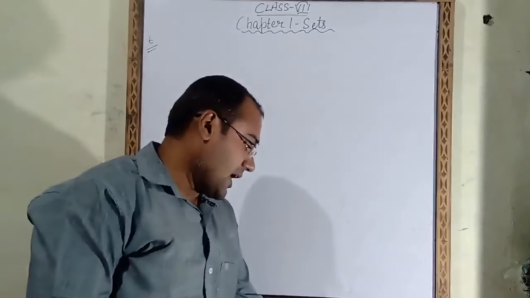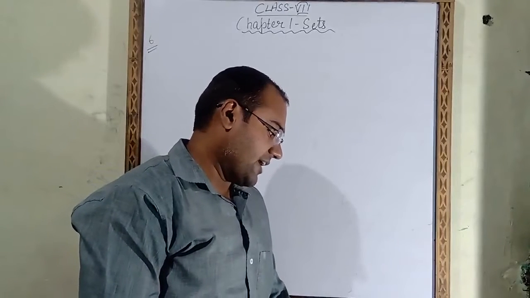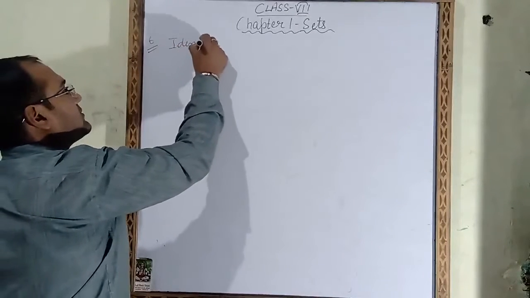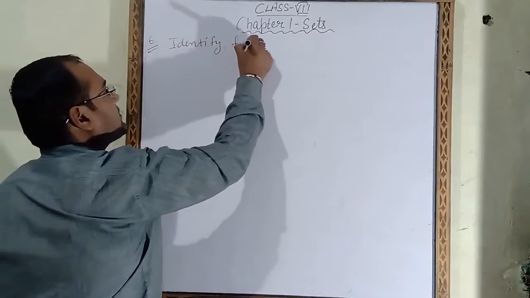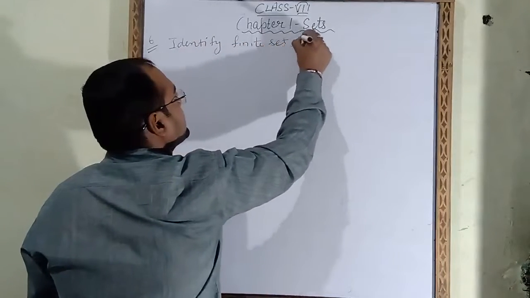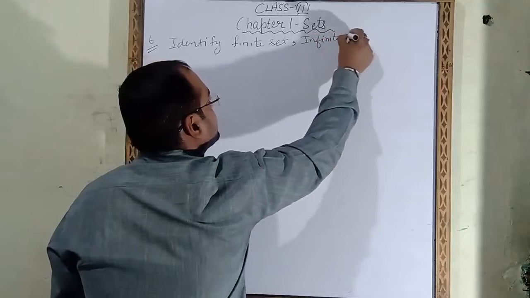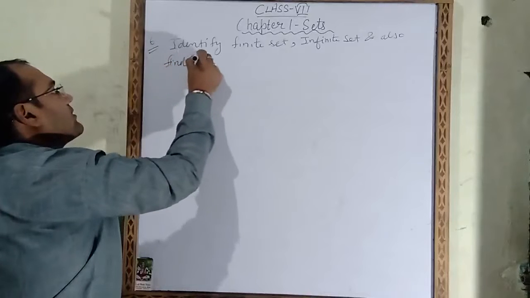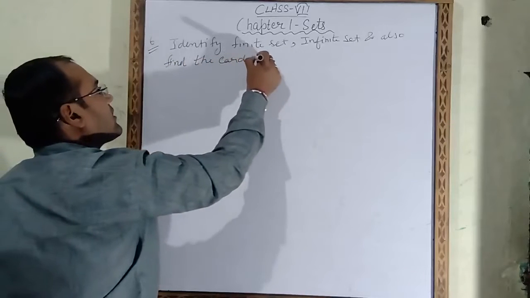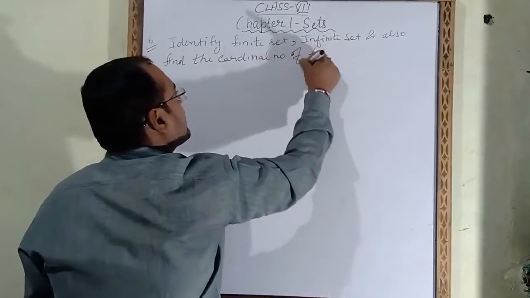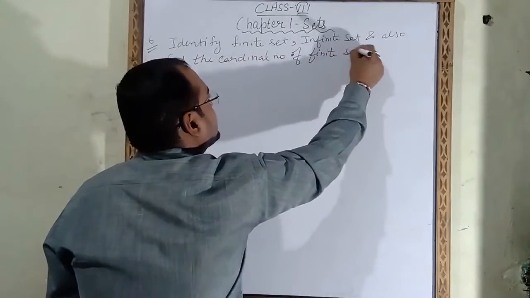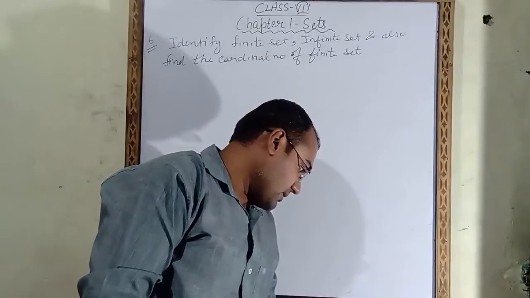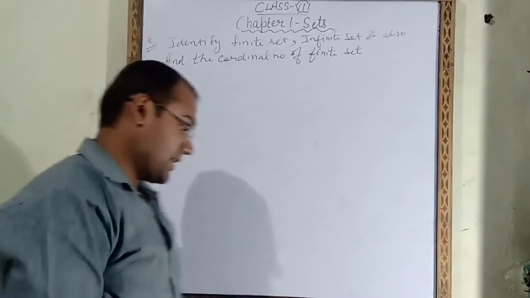Now come to question number 6. Identify finite set, infinite set, and also find the cardinal number of finite set. So this is the question, and you see the second part.